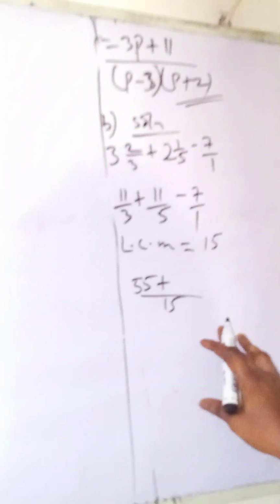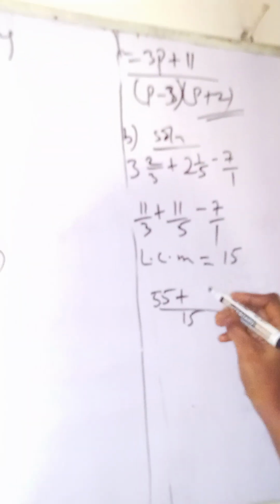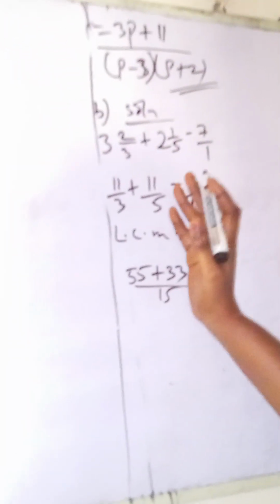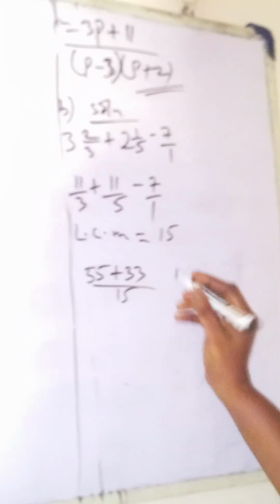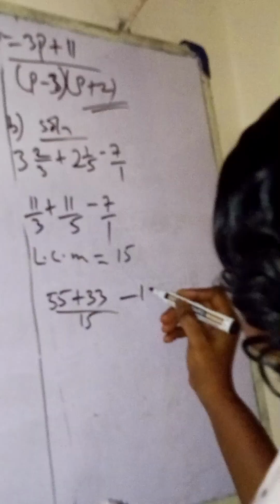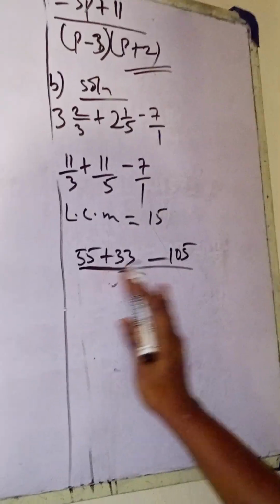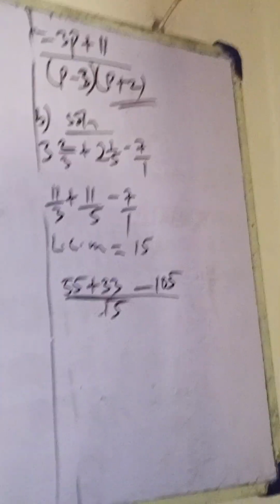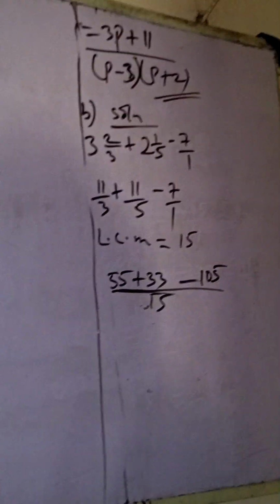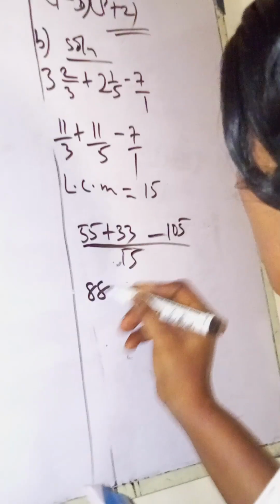5 times 11 is 55. Then 15 divided by 5 will give us 3. 3 times 11 will give us 33. Now 15 divided by 1 will give us 15. 15 times 7 will give us 105. All over your LCM, which is 15. So let's add this up: 55 plus 33 will give us 88 all over 15.